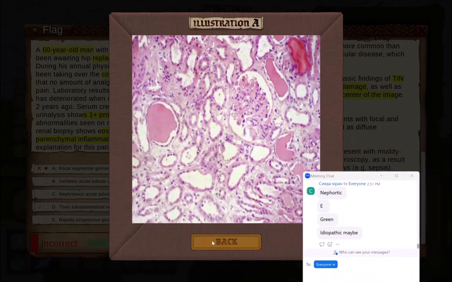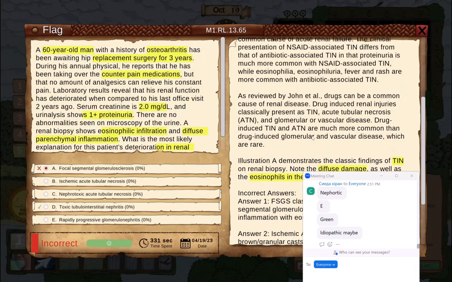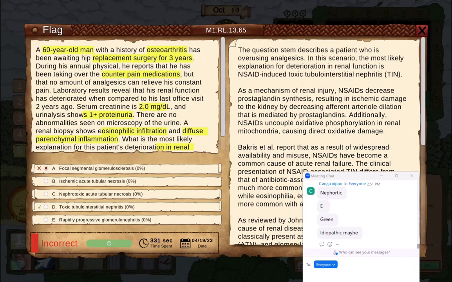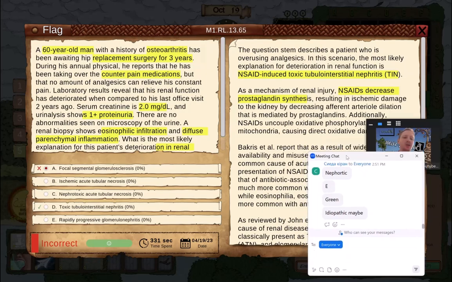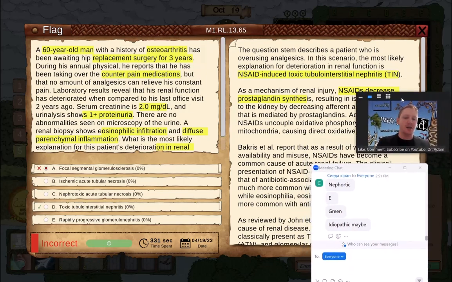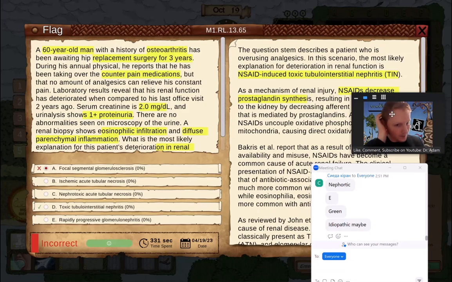And so let's see what the cause they say of this TIN is, which is toxic tubulointerstitial nephritis. NSAID-induced toxic tubular nephritis. So if we know that he's taking over-the-counter medications, we should assume, all things being equal, that it's an NSAID. That's a vague thing to say, but I think that's the case. It has to do with decreased prostaglandins. So one good question to the group, as well as Sweta, is prostaglandins.